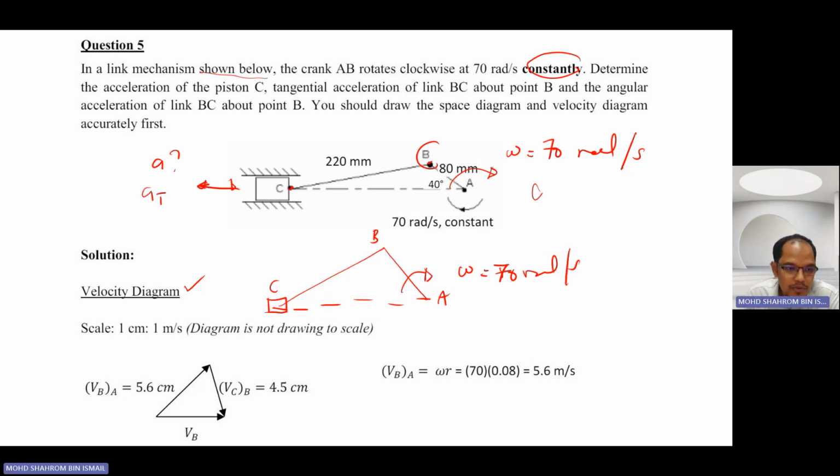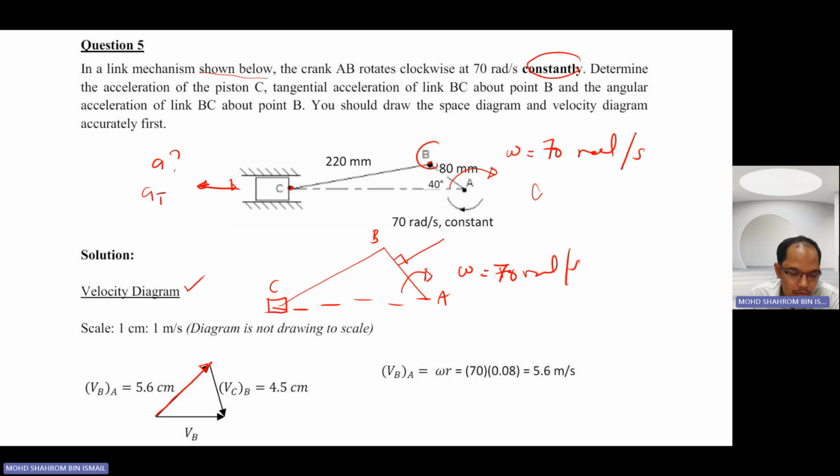To solve the velocity diagram, firstly, you have to draw a tangential line of the AB line. So you draw it like this, about 90 degrees. So here is the line. Then since it rotates clockwise, supposedly it is pointing upward.